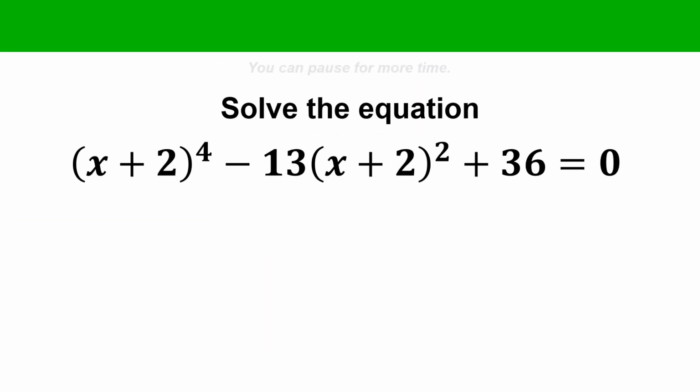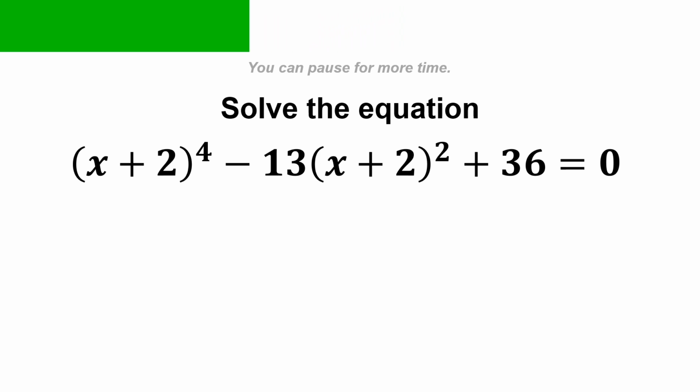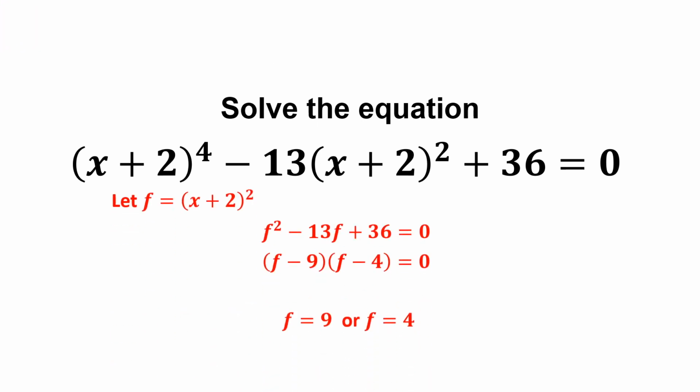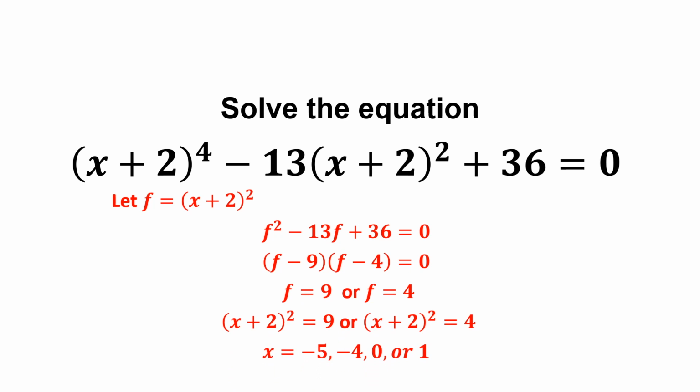Solve the equation quantity x plus 2 to the fourth minus 13 quantity x plus 2 squared plus 36 is equal to 0. Here is a suggested solution. Therefore, the values of x are negative 5, negative 4, 0, or 1.